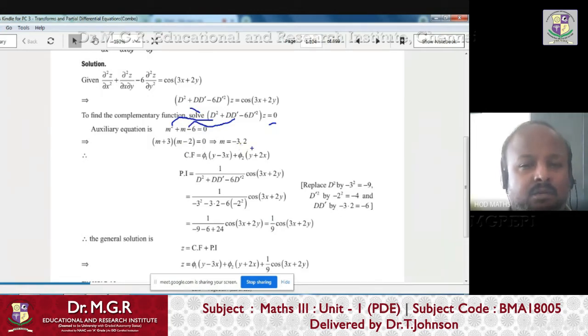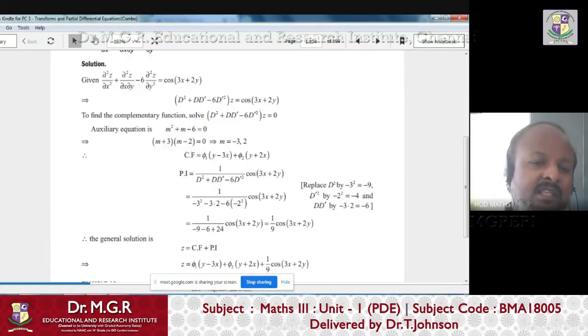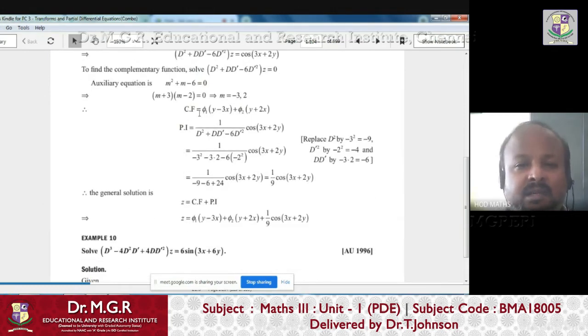Minus 3 and 2. Remember, this is also called factors. M plus 3 and m minus 2 are all factors, and this can be written as D plus 3D dash. This m factor can be written in terms of DD dash like this. This is equivalent to this. When we transform again in terms of DD dash, we can write this term as D plus 3D dash, and similarly this term as D minus 2D dash. So that is writing in factor form, because that will work certain times. But here it's no problem, straight away you're getting the two roots, and this is the way of writing the complementary function.